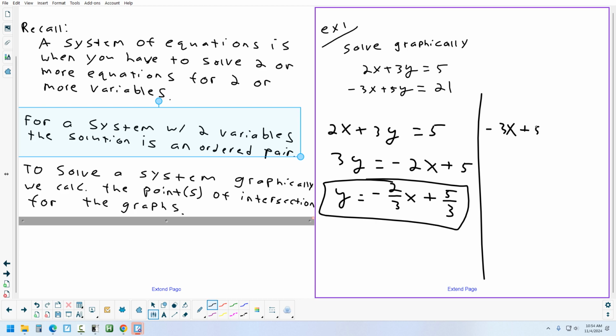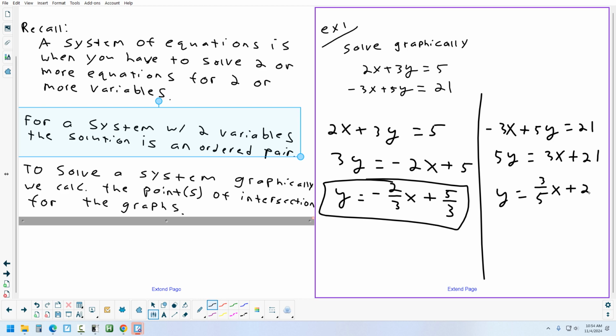And now my second one. What's my first step to get y by itself in the second one? Subtract or add 3x to the other side. Add the 3x. Again, I'm going to write it like a y equals mx plus b. And my last step. Divide by 5 on each side.